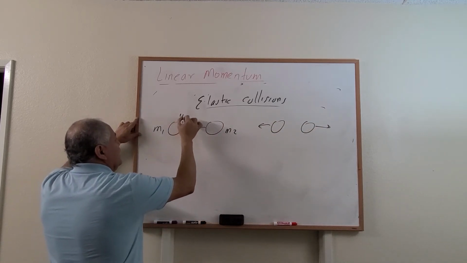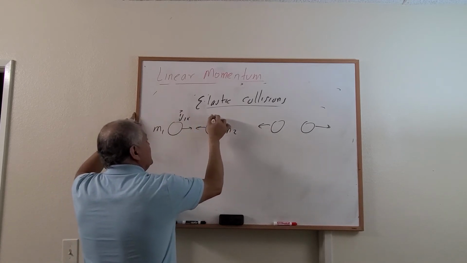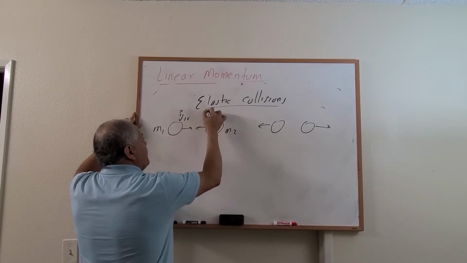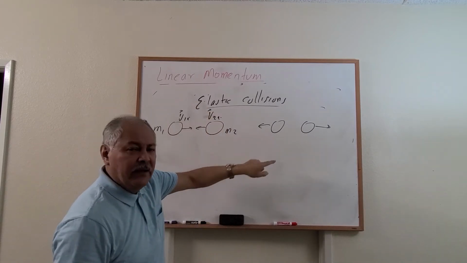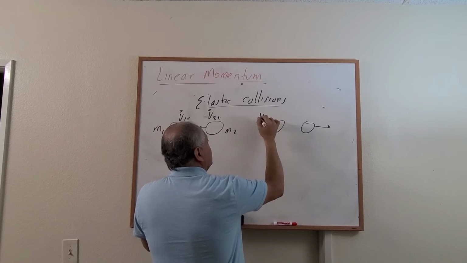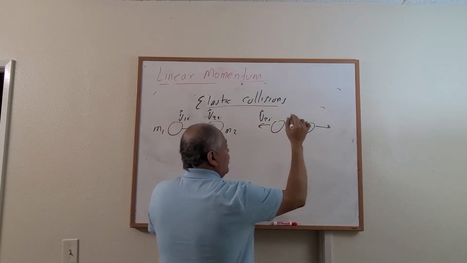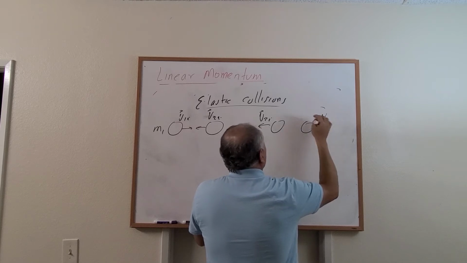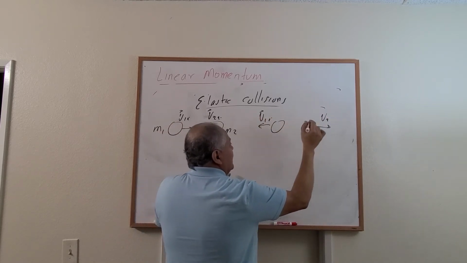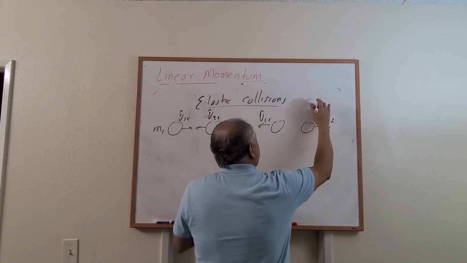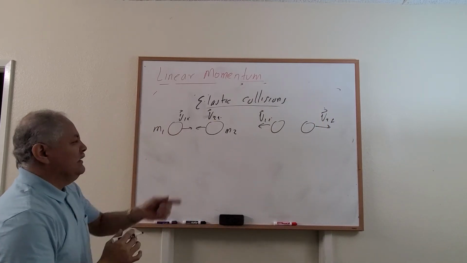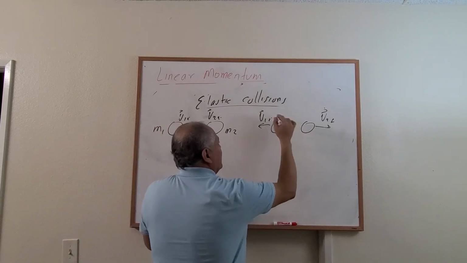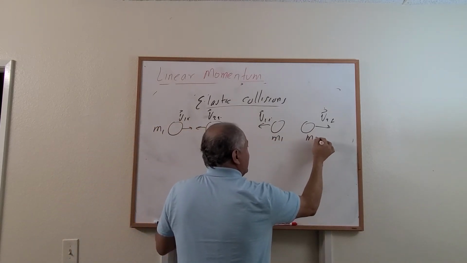Again, this is initial 1 and this is initial 2. Right here should be final 1, the final velocity for this one, and this is final 2. The masses are different, but this mass is the same as right here. Let me label M1 and M2.